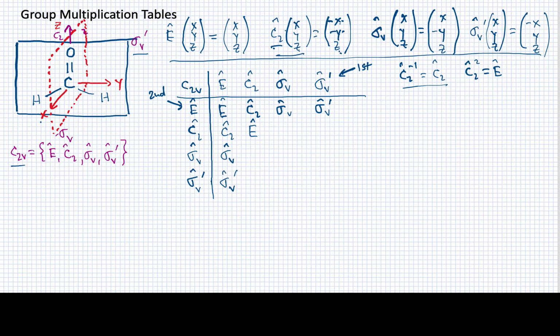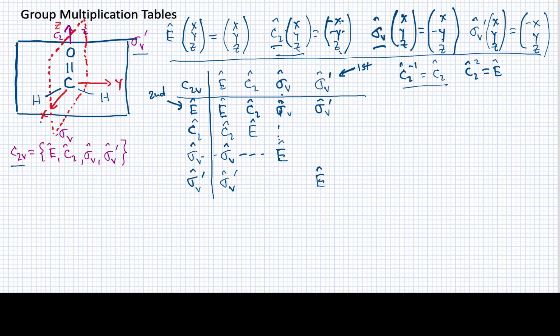The same would be true for sigma v. The only thing it does is change the sign of the y-coordinate. If I operate it twice, it changes the sign once, then changes the sign again. So it too, if applied twice, is going to give the identity operator. So this is two successive operations of that operator. The same will be true for sigma v prime. So all of these will serve as their own inverse.